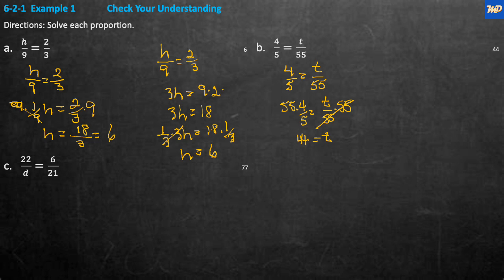Using the other method, we're going to go, let's see, 4/5 equals t divided by 55.